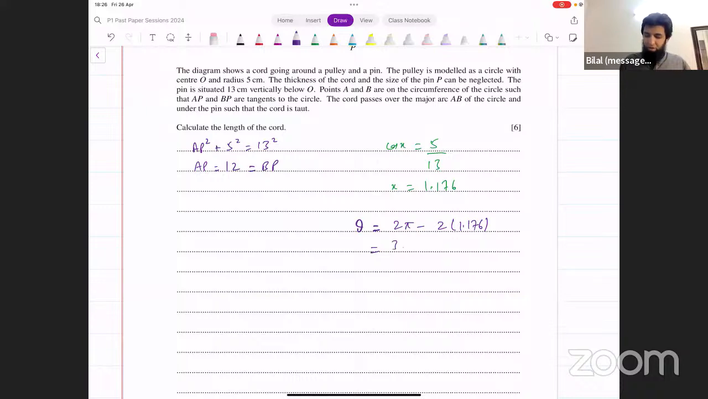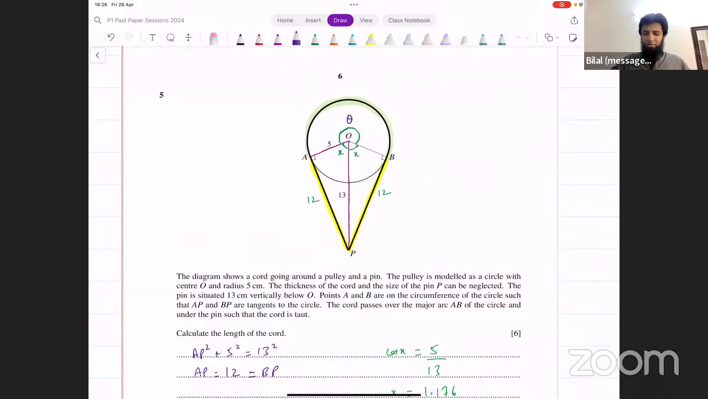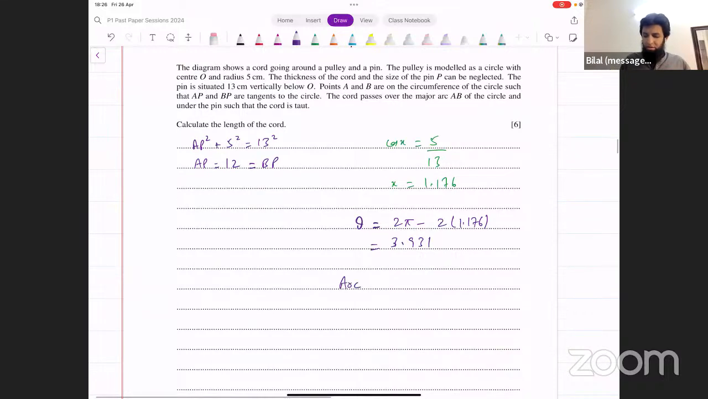That's 3.931. That's the angle of that sector. Now you can find that arc length. Arc AB, that's radius, which is 5, into the angle, that's 3.931.